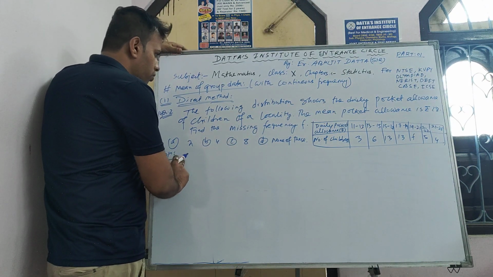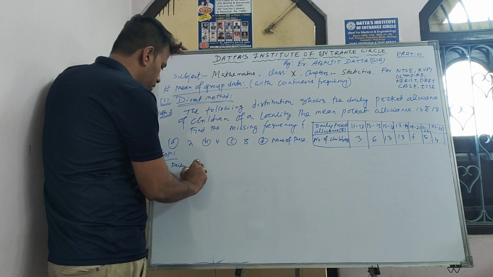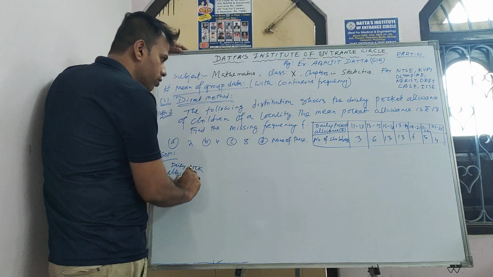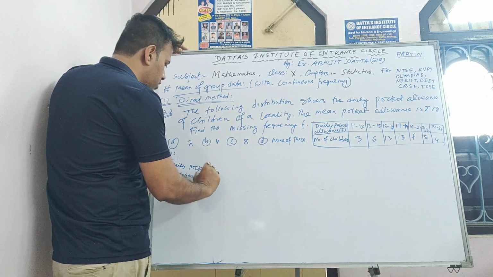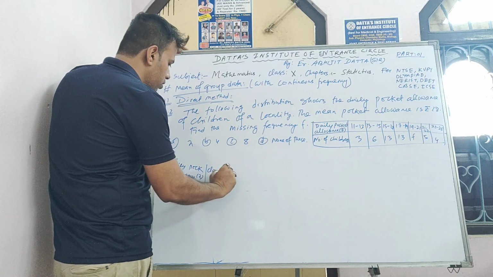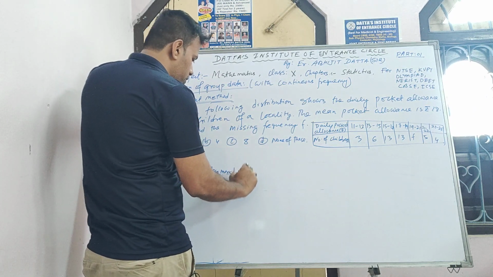So first is daily pocket allowance in rupees. Next is class mark, then number of children.